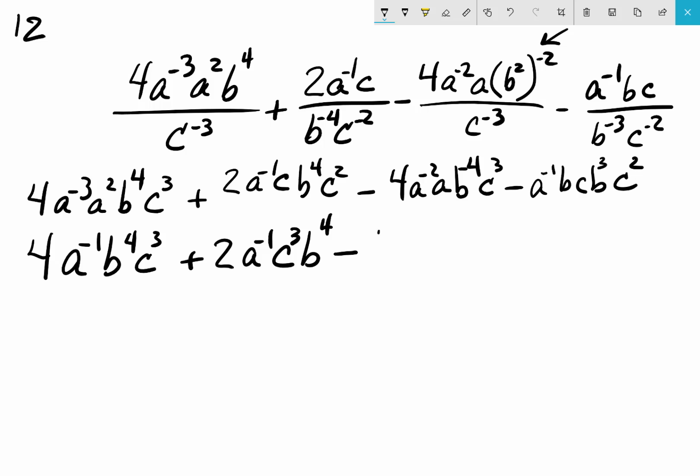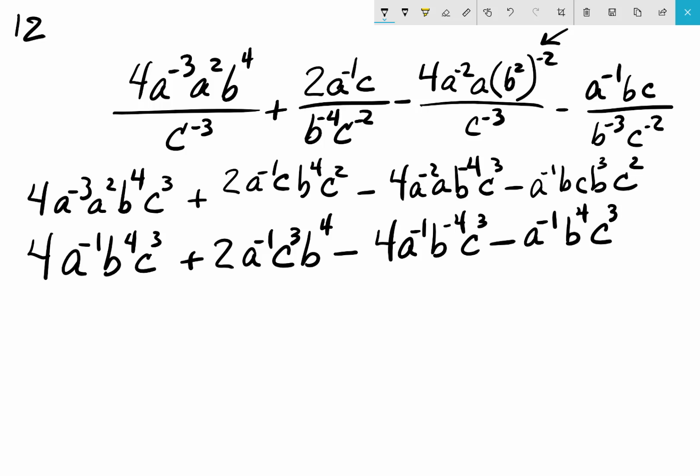Subtracting 4, you've got a to the negative 2 times a to the first. So you add the exponents on the a's. Negative 2 plus 1 is negative 1, so a to the negative 1. Then you've got b to the negative 4, c cubed. Minus. Last term, you have an a to the negative 1. You have b to the first times b cubed. Add the exponents. 1 plus 3 makes 4, so b to the fourth. You've got c times c squared, so c to the first times c to the second is c to the 1 plus 2, or c to the third.